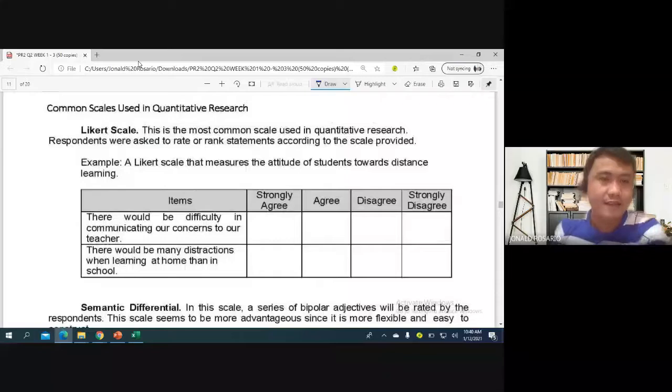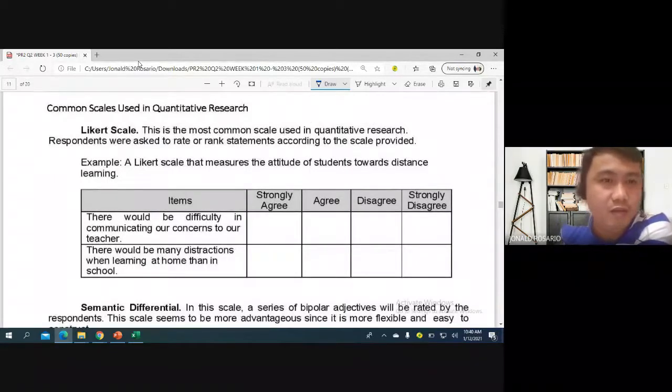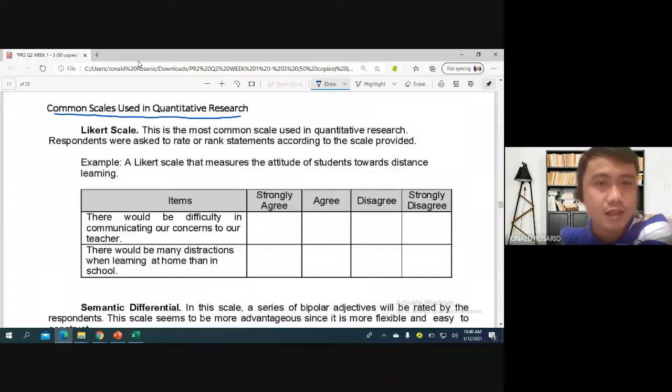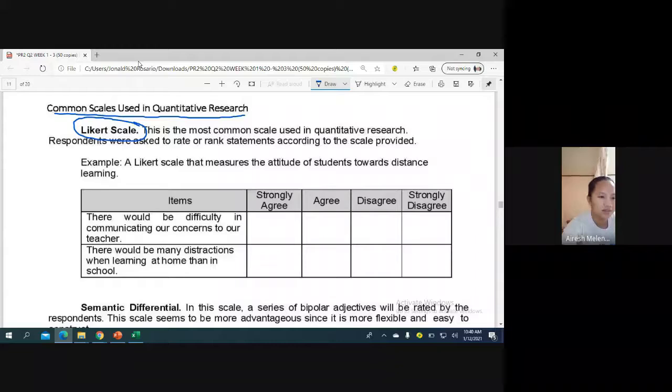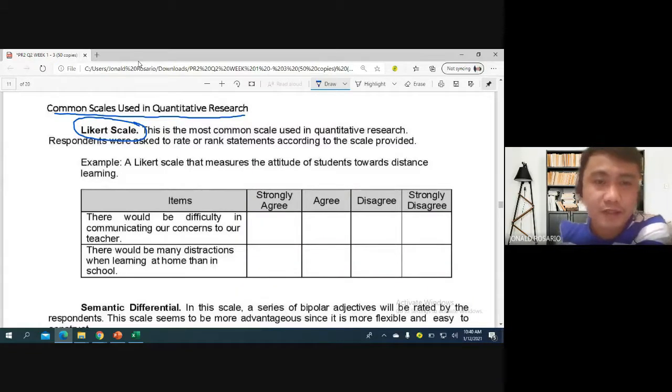Okay, next, we have here the common scales used in quantitative research. Familiar ba kayo dito? Likert scale? O first time? First time sir. First time, okay. Pero siguro nakikita nyo na ito. Likert scale. This is the most common scale used in quantitative research. Respondents were asked to rate or rank statements according to the scale provided.